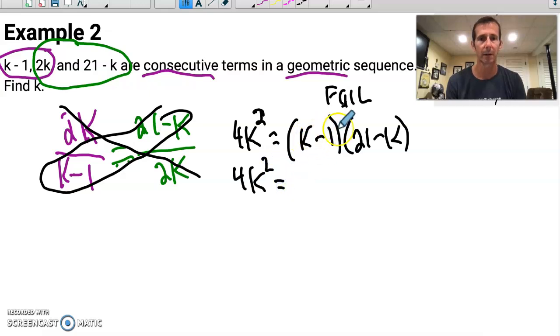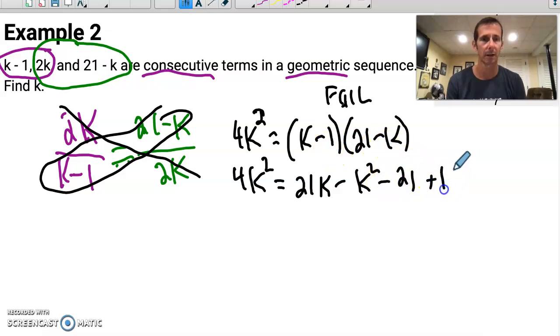I'm going to FOIL this out. First is going to give me 21k. Outside is going to give me minus k squared. Inside is going to give me minus 21. And the last is going to give me plus k. So I'm going to move things around a little bit and simplify this. I've got a k squared here and some k squareds here, so I'm going to add this k squared over. So if I add that k squared over here, I'm going to now have 5k squared.